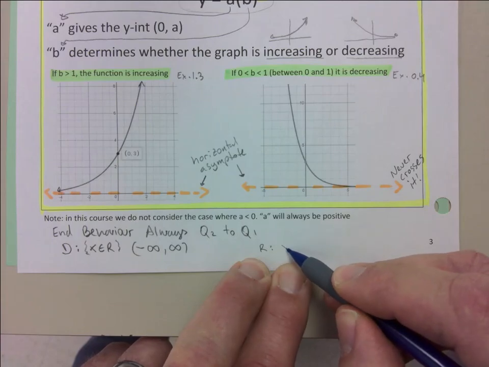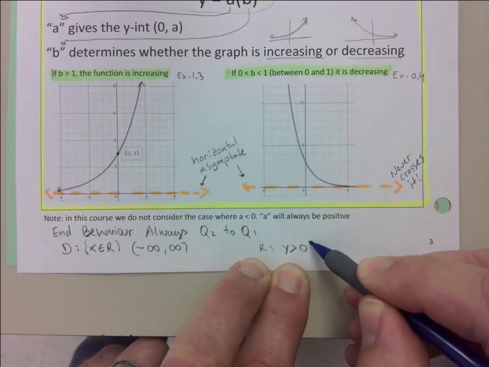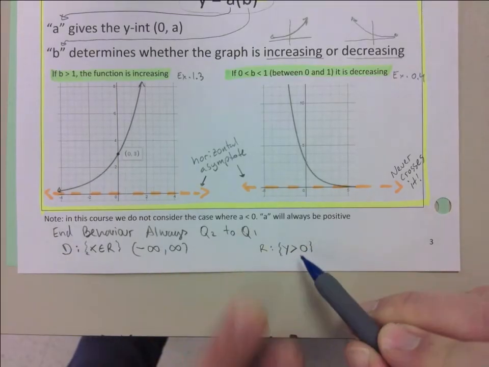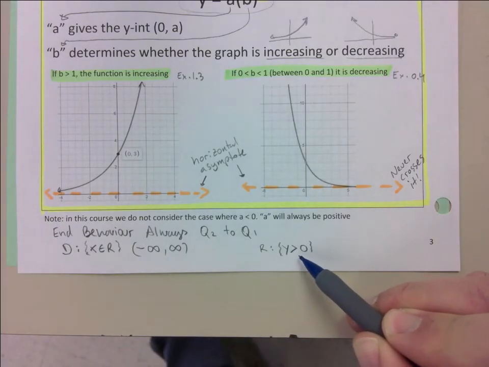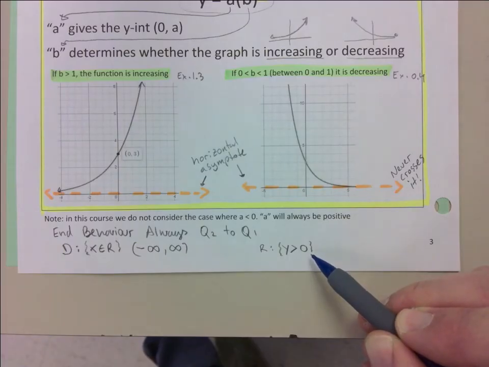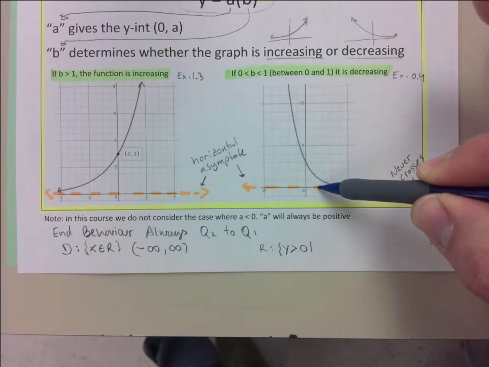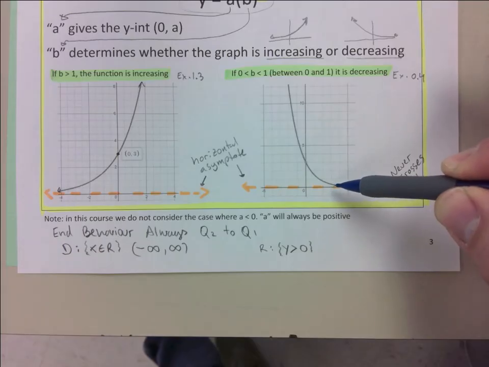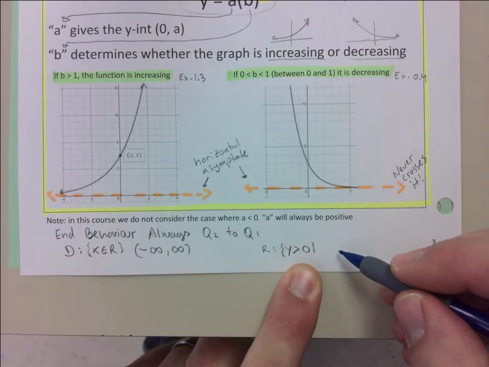It's going to be y is greater than 0 always. Not equal to. You notice that there's no y is greater than or equal to 0? It's not equal to, because this will never get to a point where y is equal to 0. If it does, it's not an exponential function.